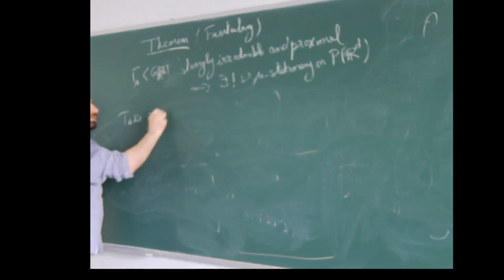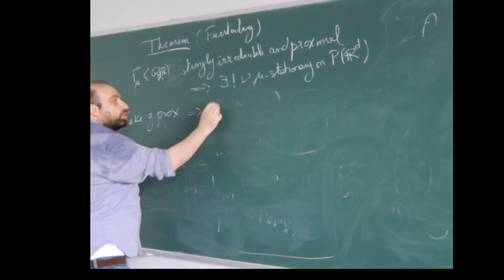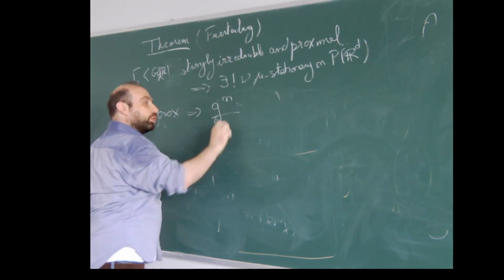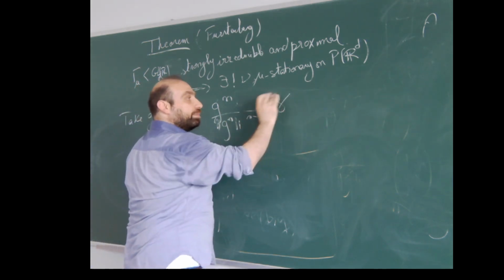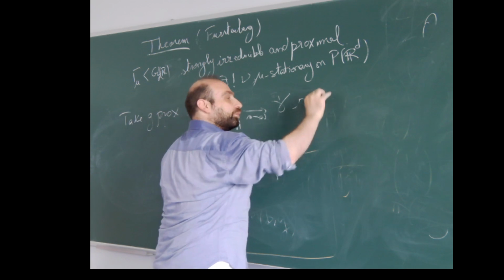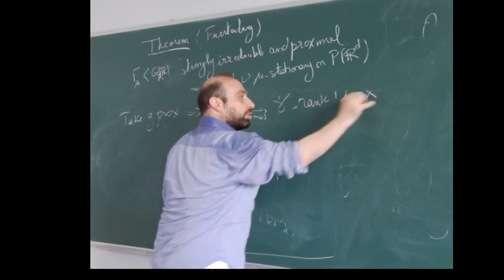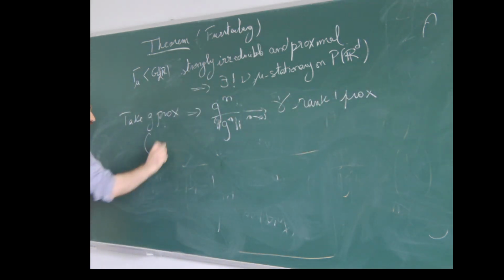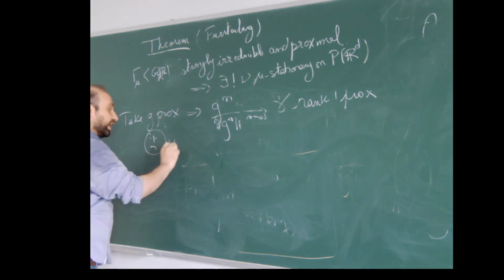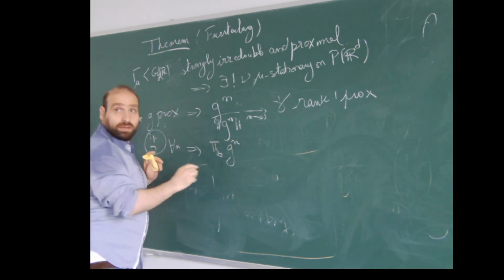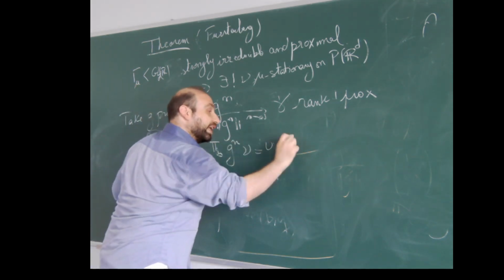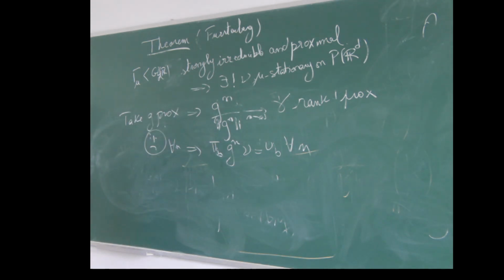Take gamma proximal. So g to the power n over its norm, via a subsequence, will converge to a rank 1 projection. I can apply my equality for every n, which will give me P_b g_n nu equal to nu_b for any n. And I want to pass to the limit.